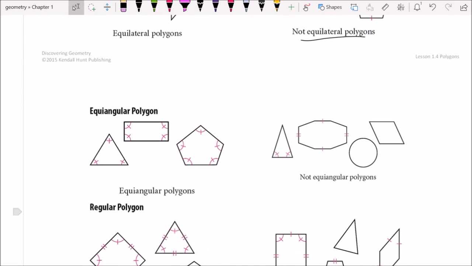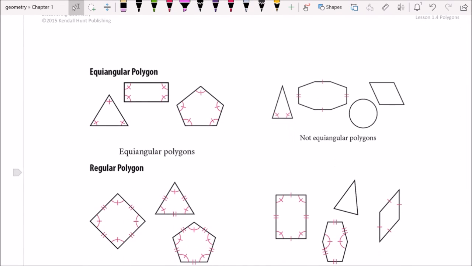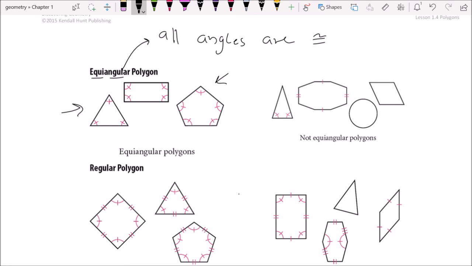What about equiangular? So equiangular, that one might be even easier. It's equal angles, so it means all angles. So that's what equiangular means. All angles are congruent, or the exact same number of degrees. And we can see that in these pictures. Notice every single angle has the exact same marks.